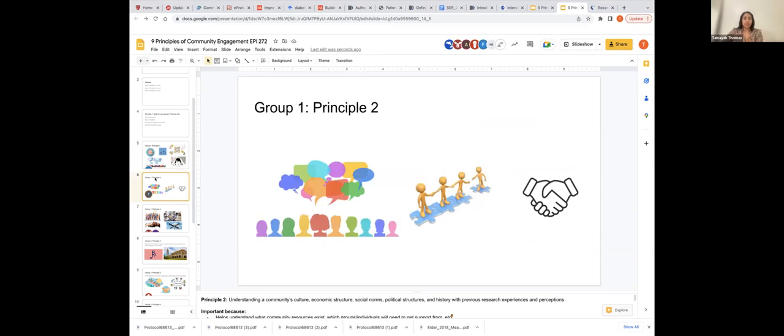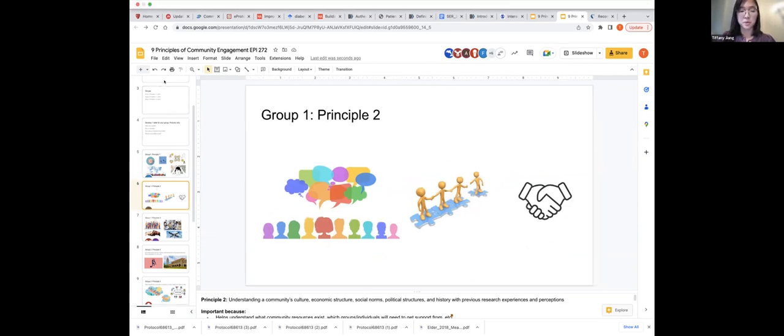Okay, and then here is principle 2. Principle 2 was understanding a community's culture, economic structure, social norms, political structures, and history with previous research experiences and perceptions. This is pretty important because first it helps you understand what community resources already exist and which groups or individuals you'll need to get support or buy-in from most. Just as important is learning how this community perceives the researcher, yourself, and your affiliations. That is important because it helps inform what barriers to your credibility there may be, and helps you understand your relationship and the history of your institution with this community. And so this helps build the foundation for meaningful and sustainable partnerships.